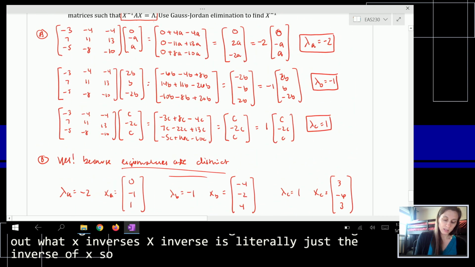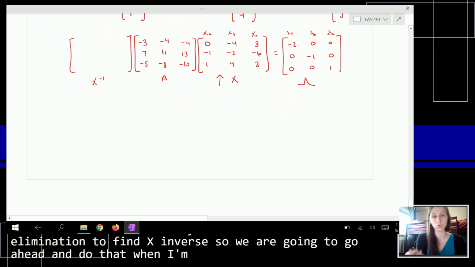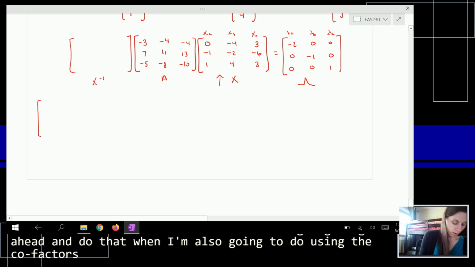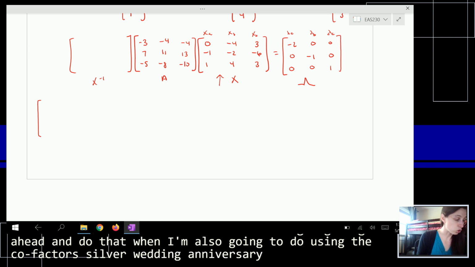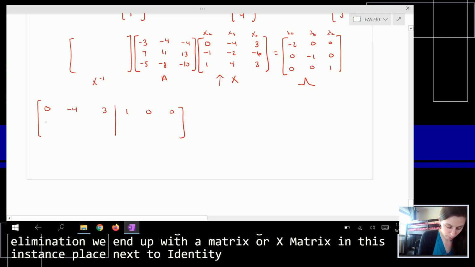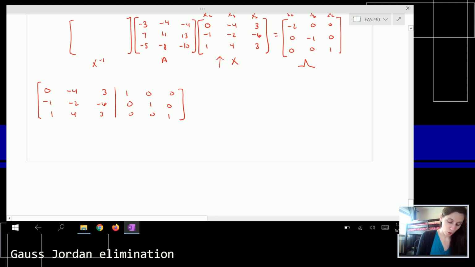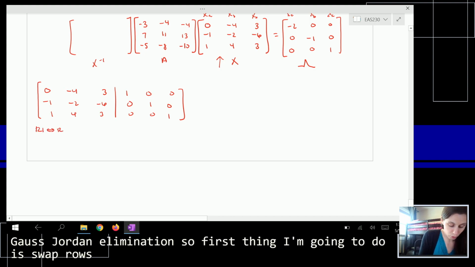So here it says use Gauss-Jordan elimination to find X inverse. So we are going to go ahead and do that one. I'm also going to do it using the cofactors. For finding the inverse using Gauss-Jordan elimination, we end up with our X matrix in this instance placed next to the identity. And then I just do Gauss-Jordan elimination. So first thing I'm going to do is swap rows 1 and row 2, because I can't have a 0 there. It just doesn't work.